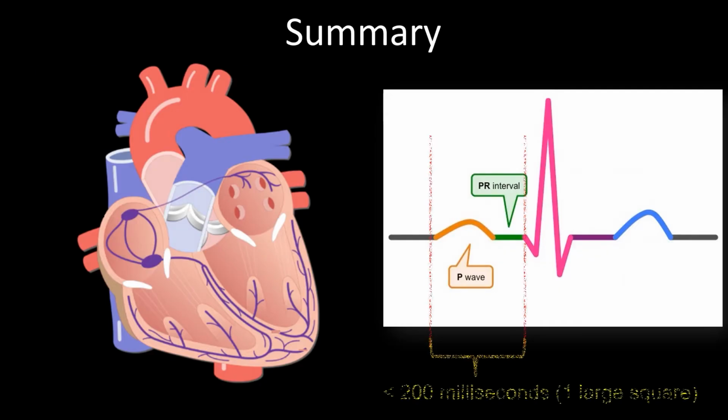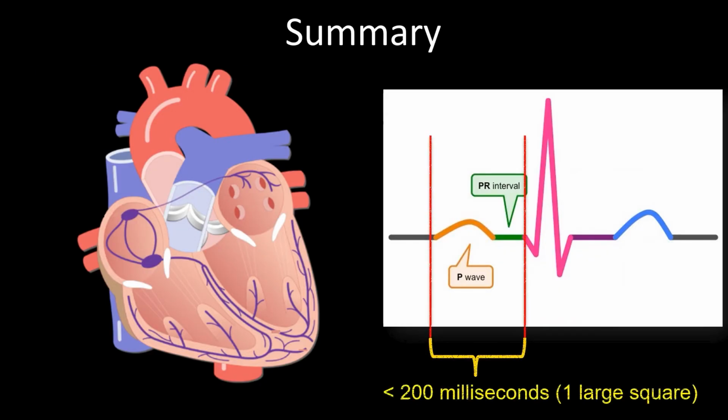So in summary, the PR interval is the interval from the beginning of atrial depolarization, so the beginning of the P wave, to the beginning of the QRS. It includes depolarization of the atria, the transit of the signal through the AV node and the His-Purkinje system, and it's usually less than or equal to 200 milliseconds or 1 large square.